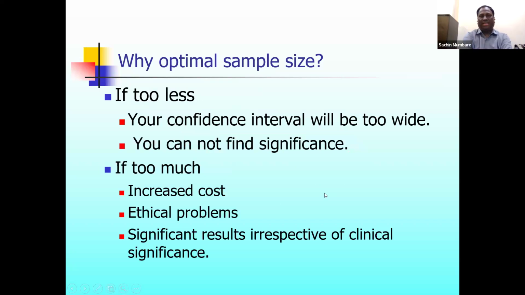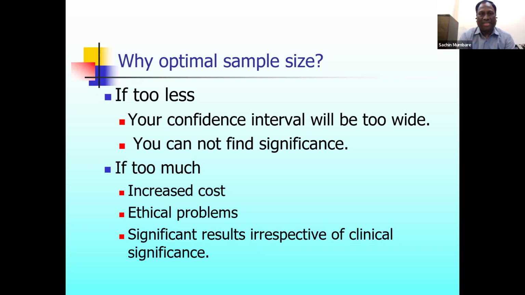Now, why is an optimal sample size needed? If the sample size is too small, what will happen if we repeat the same experiment? We will get unreliable results. One experiment with the same sample size will give some different findings. Another sample with a small sample size will give different findings. There will be a wide interval between them, or reliability will be very low. And your confidence interval will be too wide if the sample is too small, and you cannot find significance, and all your efforts will be in vain.